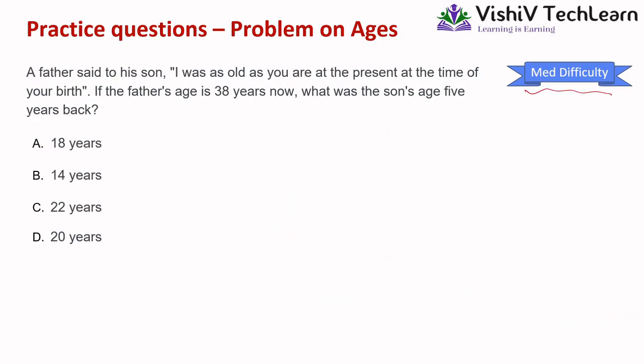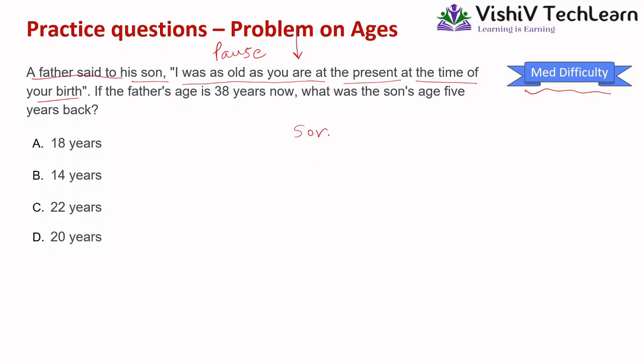Now this is again a medium difficulty level question, and I will request the learners to please pause the video and try it on your own. If not possible, you can go through this solution. A father said to his son, I was as old as you are at present at the time of your birth. So what did the father say? The father said to his son that I was as old as you are at present.